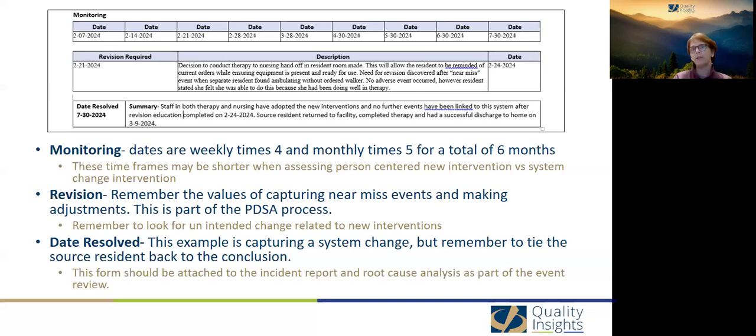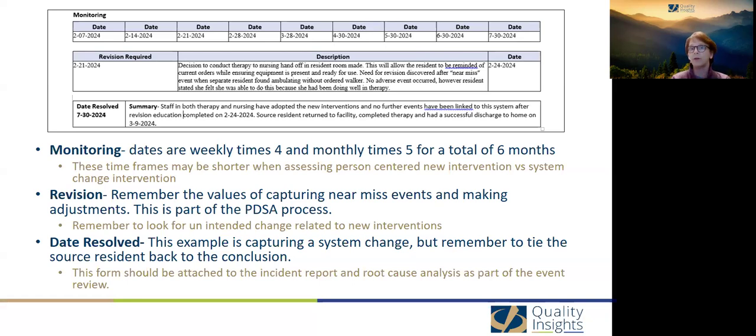The date resolved and the summary on our example are addressing the system change, but don't forget to link it back to the event that the resident experienced. And then this form would most likely become part of your incident report for documentation for the event. So a quick review of using a pretty simple tool to analyze adverse events.